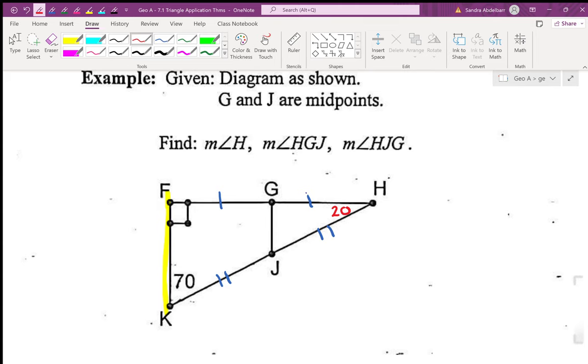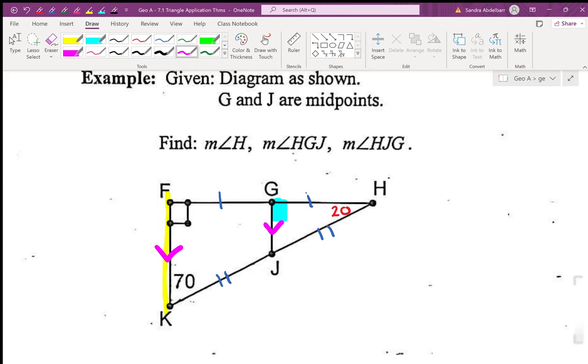All right, the next angle we're asked to find is angle HGJ. That's this angle right in here. Well, if G is a midpoint and J is a midpoint, can I use the midline theorem? The segment connecting the two midpoints will be parallel to the third side and half the length of the third side.